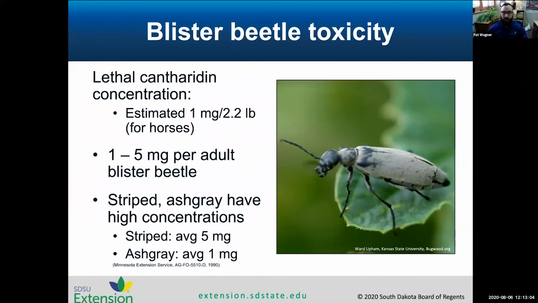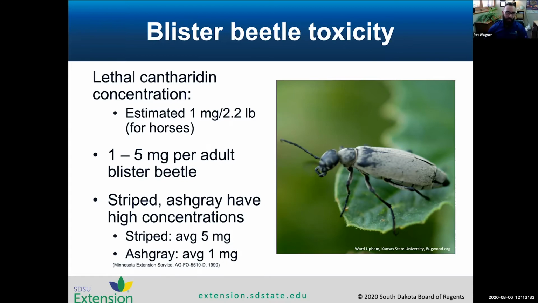So getting more into the toxicity, we know that the beetles contain cantharidin, but how much does it really take to kill an animal or to make them sick? So there's been studies on this. The estimated lethal concentration of cantharidin is about 1 milligram per 2.2 pounds, and that's estimated for horses.